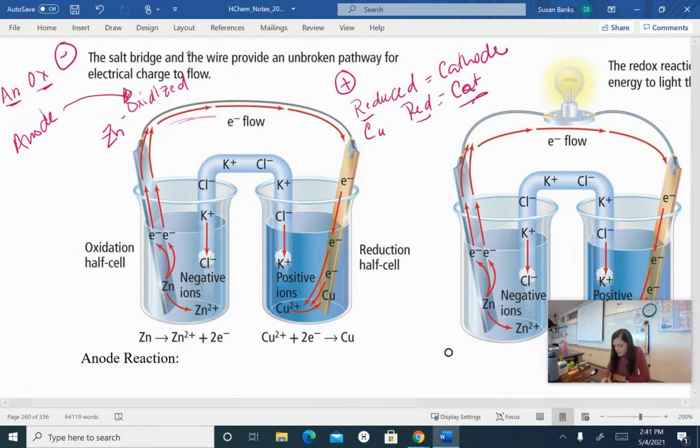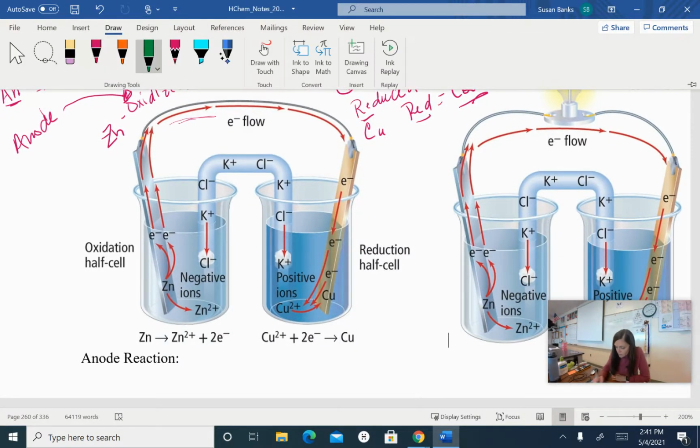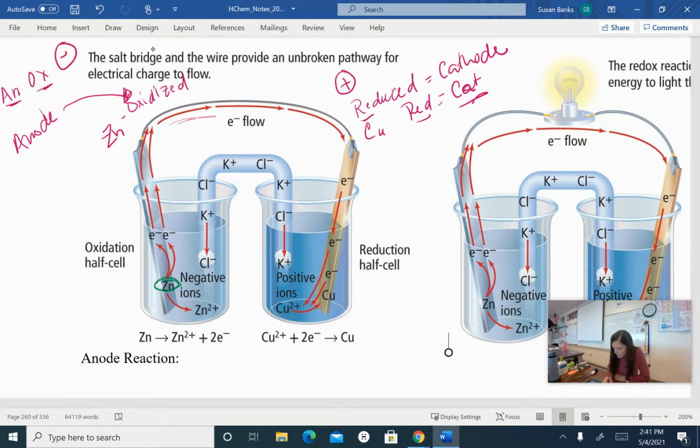So I have zinc losing, so one atom of zinc is going to lose 2 electrons. Okay, so when the zinc loses those 2 electrons, it's going to create a zinc plus 2 ion. And the zinc plus 2 ion is going to come off that zinc bar and dissolve into the solution. So by and large, this zinc bar is losing mass because it is dissolving into the solution.